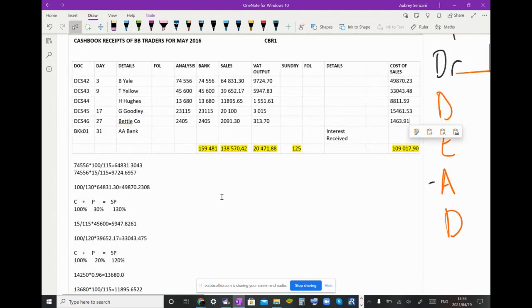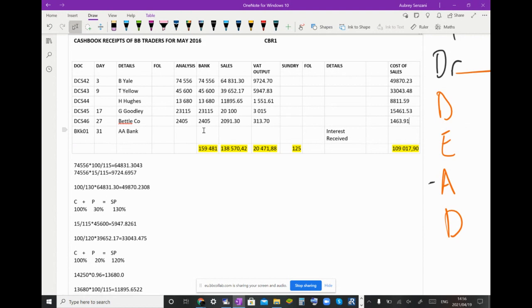Okay. Then the last transaction that we need to record in the cash receipt journal happened on the 31st. There it just says receipt, interest from bank, 125. So we're not going to put that under analysis of receipts because that money never went into the till.